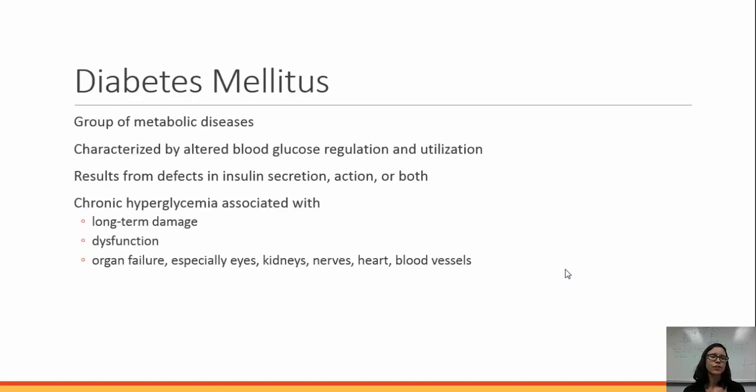So diabetes refers to a group of metabolic diseases. However, all of these diseases are characterized by altered blood glucose regulation and utilization, resulting from defects in either insulin secretion or insulin sensitivity or both. So this creates chronic hyperglycemia, which is associated with long-term damage to various organs, especially eyes, kidneys, nerves, heart, and blood vessels, and dysfunction of these tissues as well.